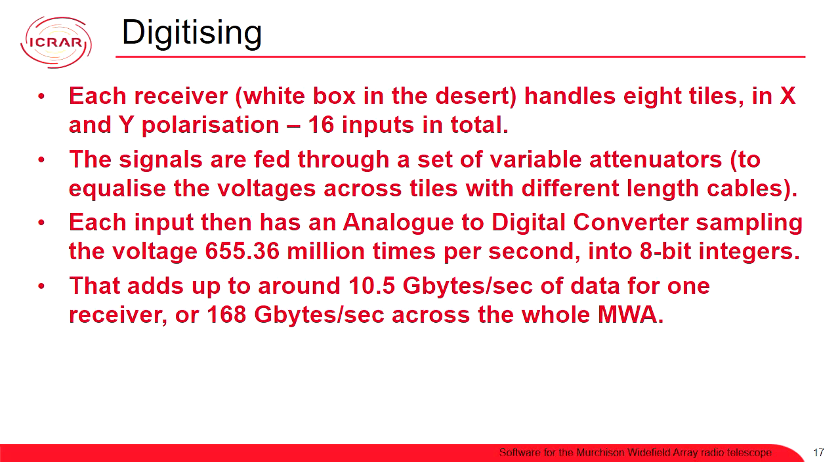We have an A to D converter that samples at 655.36 million times per second. And I hope you all recognize that number. And we sample it into 8-bit integers. So we get about 10.5 gigabytes of data off the sky from each of these receivers. Or if you count all 16 of them, it's about 168 gigabytes of data coming out of the digitizers every single second. It's a massive fire hose of data that we can't possibly deal with.